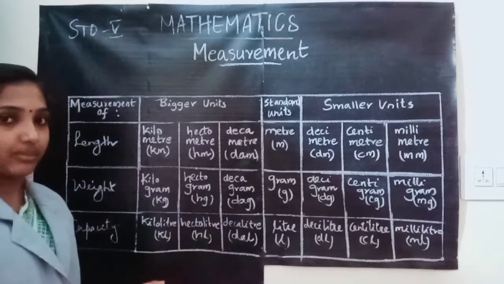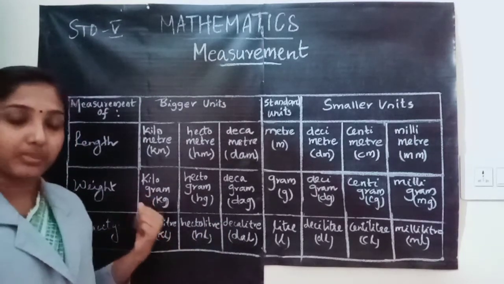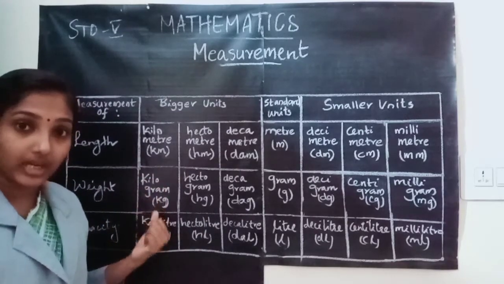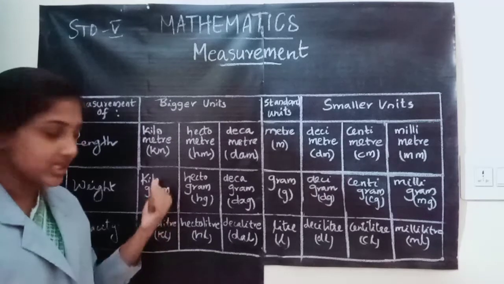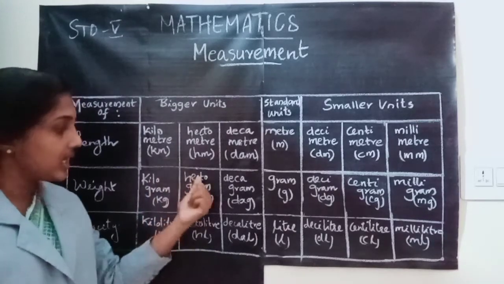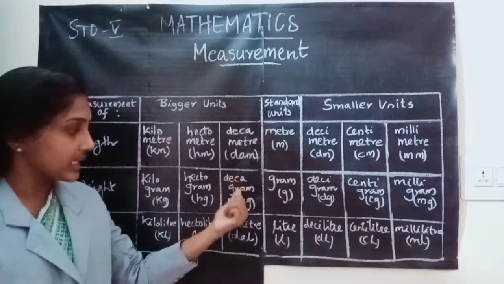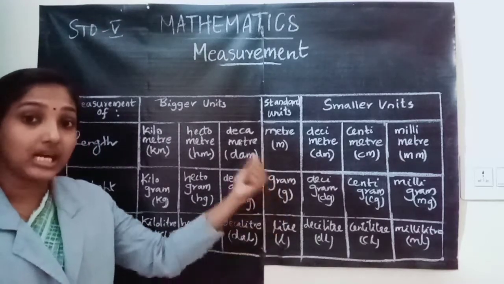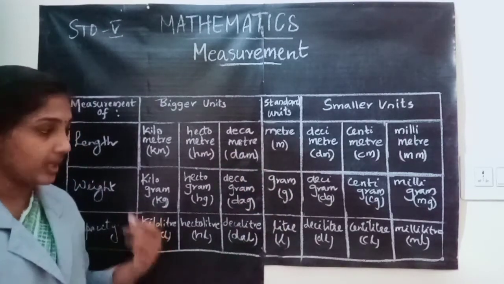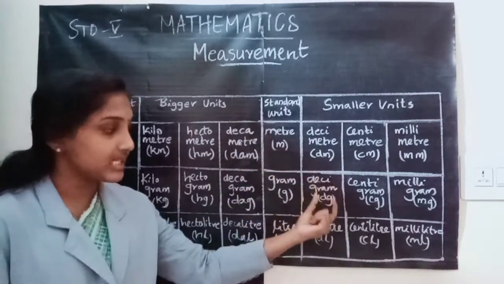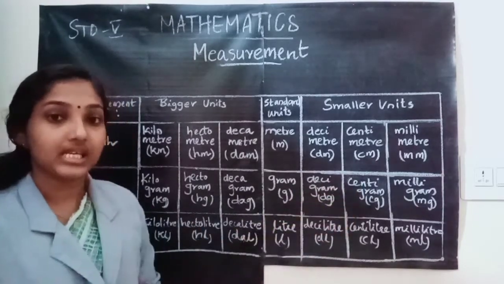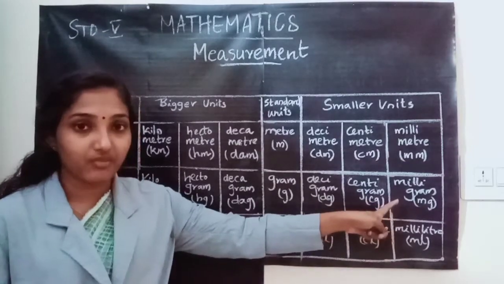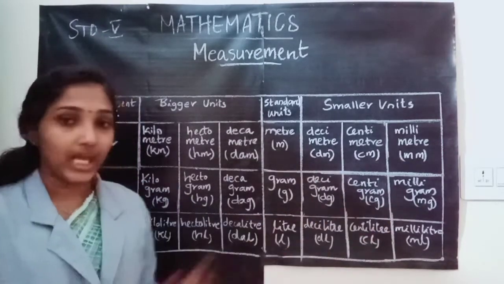Moving on to next measurement, it is measurement of weight. To measure weight, we have 7 units starting from kilogram. Kilogram is the biggest unit. It's kilogram, represented as kg, hectogram, hg, decagram, dag. Then we have gram, and gram is the standard unit of measuring weight. Then we have decigram, dg. Then it's centigram, cg. And at last, the smallest unit of measuring weight is milligram, mg.